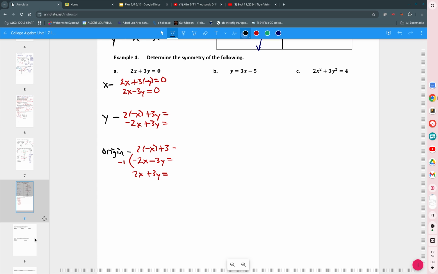We'll take it. Okay, talk to the person next to you. What do you think about this one? X-axis, y-axis, origin, all of them, none of them? What do you think? Take a guess. Go. Make your guess.